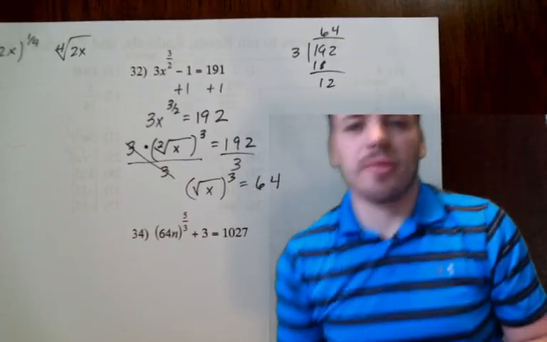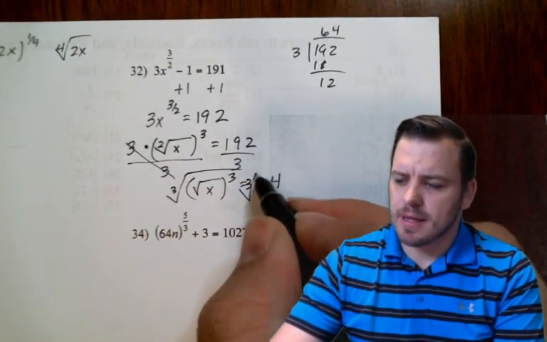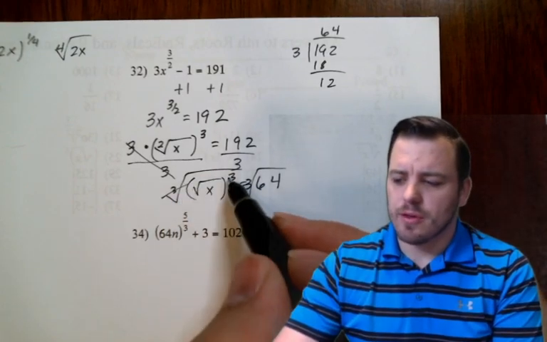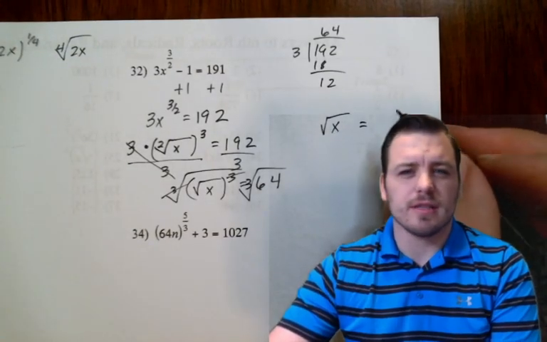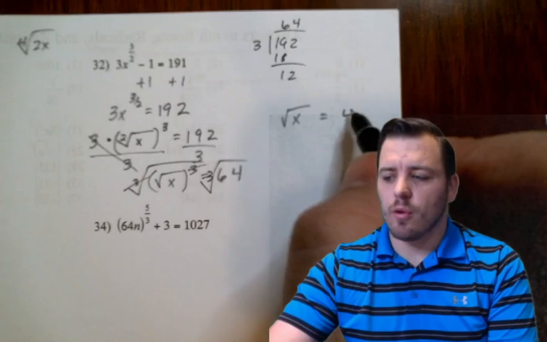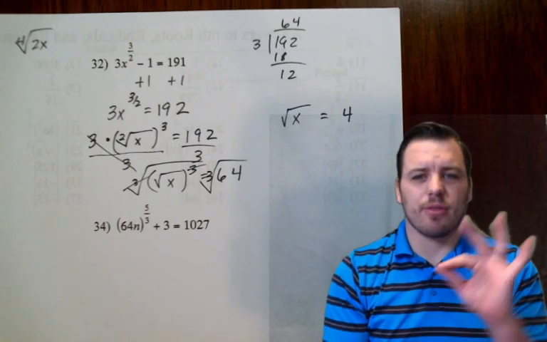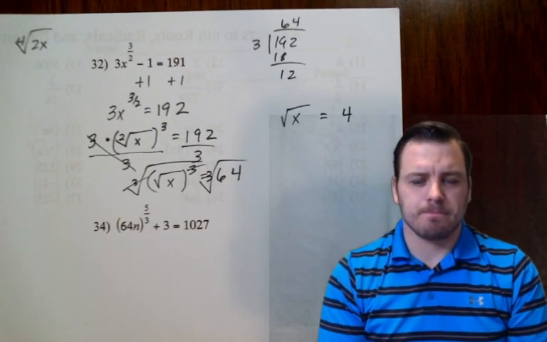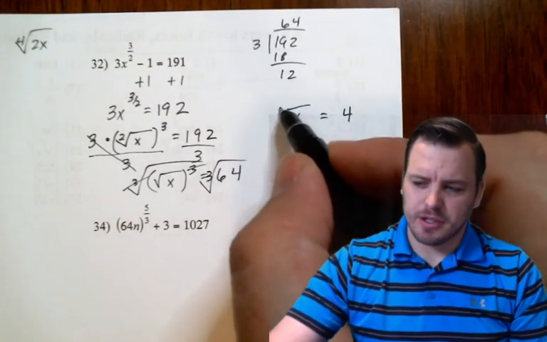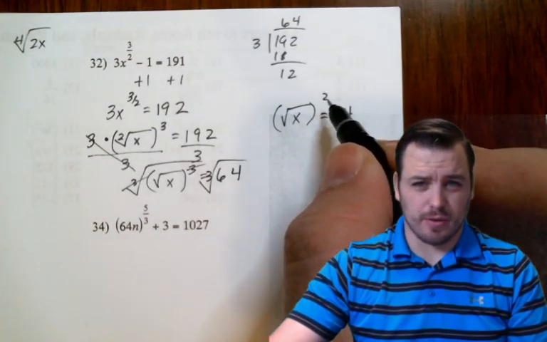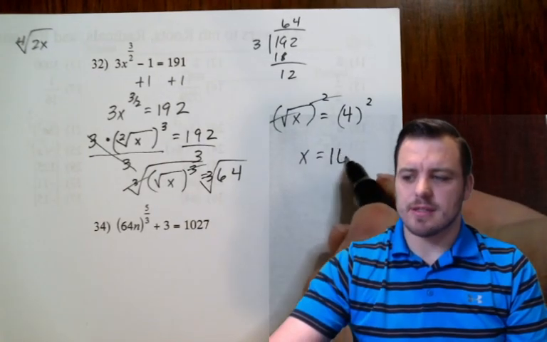Once I divide both sides by 3, then from there I just need to cube root both sides. That's the inverse of cubing. So the cube root and the cube cancel, and I'm left with the square root of x is equal to the cube root of 64, which would be 4. 4 times 4 times 4 is 64. And then from there, we just have to square both sides. The inverse of square root is squaring. What I do to one side, I do to the other. Cancels, cancels. X is then equal to 16.